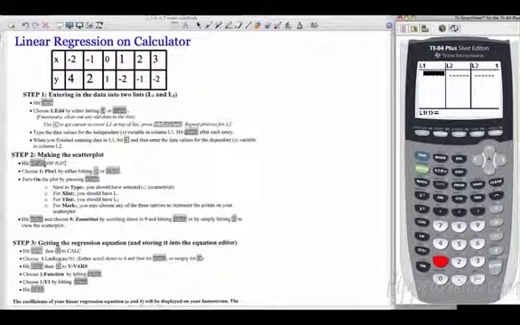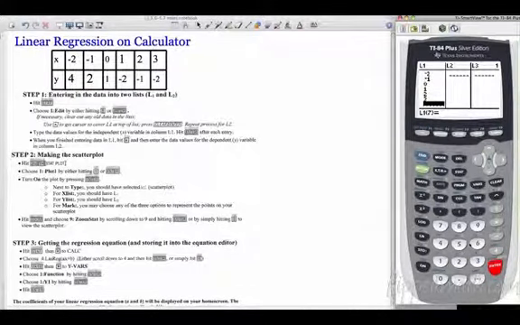Now it says type the data values for the independent variable in column L1. So up here we have -2, -1. We're going to type these in. I'm going to press -2, and then I press enter, and it goes automatically down. -1, enter. 0, enter. 1, enter. 2, enter. 3, enter.